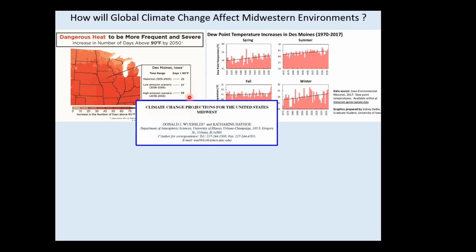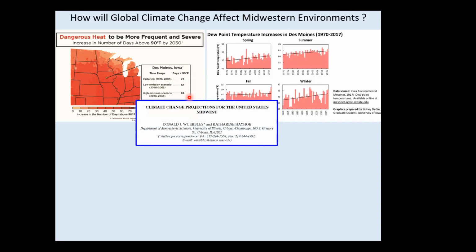But another important article that is worth taking a look at is this one here by Weebles and Hale. They're looking at climate change projections for the Midwest, and they run a variety of models in order to do this.